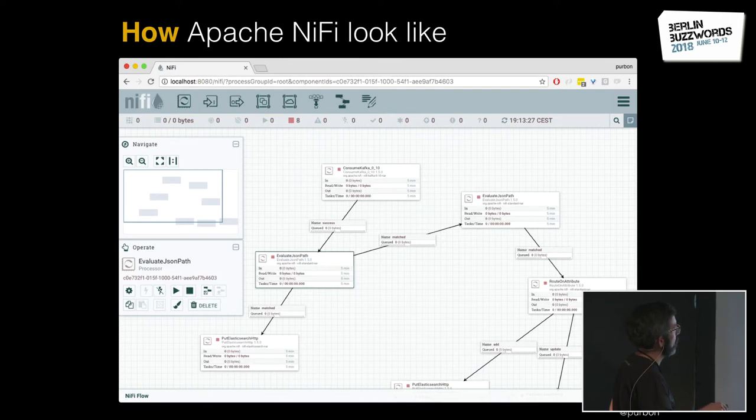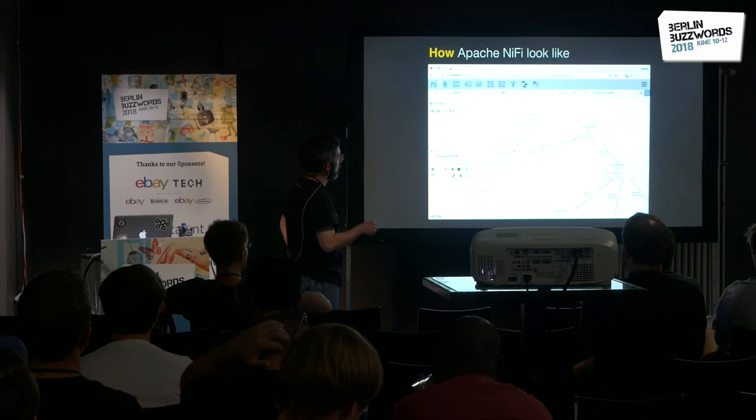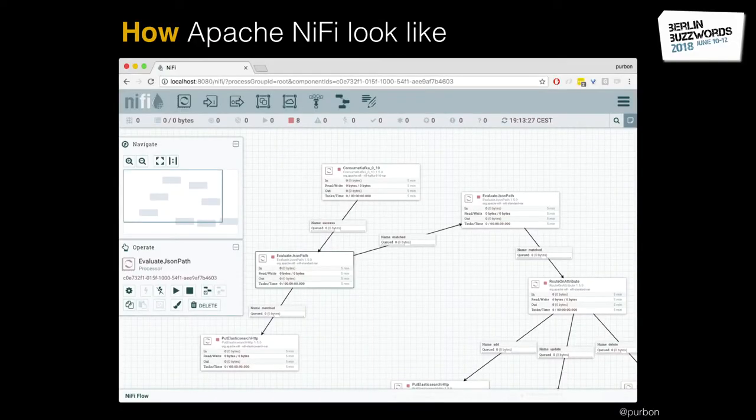Here, you will consume one message. This message will, in that case, be read from Kafka, go to a queue, evaluate the JSON path, and then be put to this queue and this queue. So it's put to Elasticsearch. And here is, again, evaluate another JSON path. And here we do a routing on the attribute, and you have a collection of different actions. I'm going to tell you more about that later on.